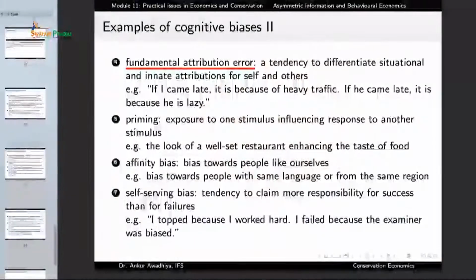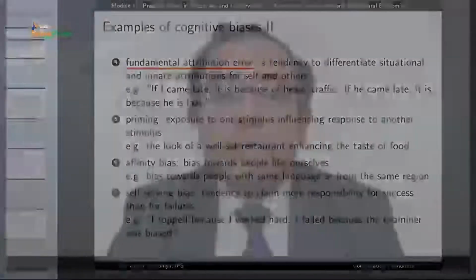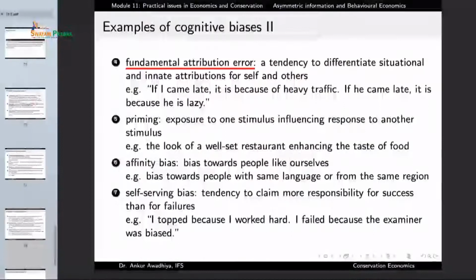But if he came late, it is because he is lazy. So for other people, we say that if anything negative has happened, it is because those people are lazy people. Those people do not work properly. But if we are not doing something properly, we will say, oh, this is not because of me, this is because of the situation. This is fundamental attribution error, a cognitive bias.